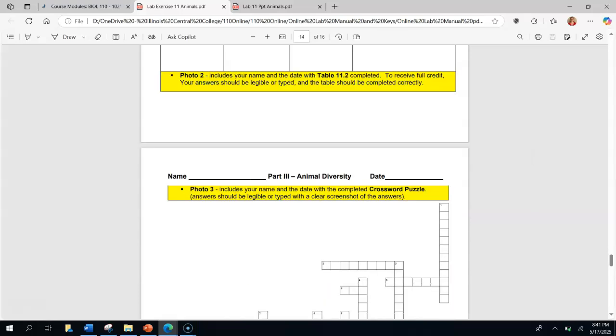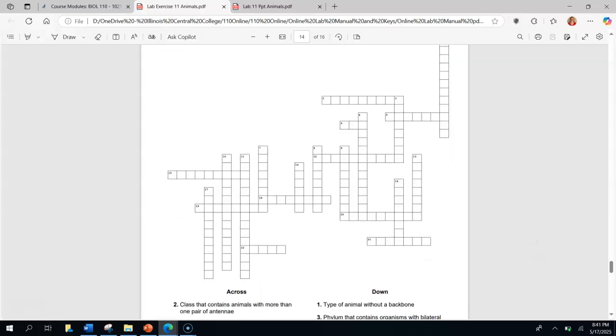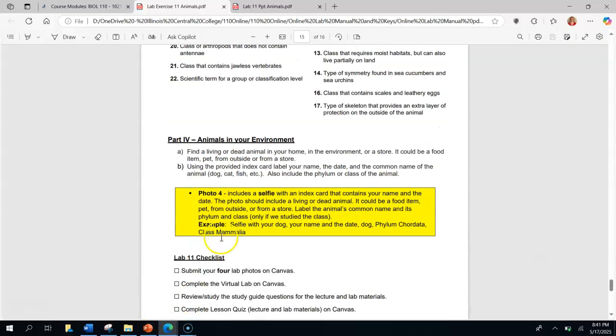That's photo 2. Crossword is photo 3, so that's a great place to practice your vocabulary words. And then the last photo is similar to when we did the plants. Now you're going to find an animal. Let's say you have a dog, and you're going to put your name and the date on an index card. Dog, because that's the name of the animal, and then what phylum it's in.